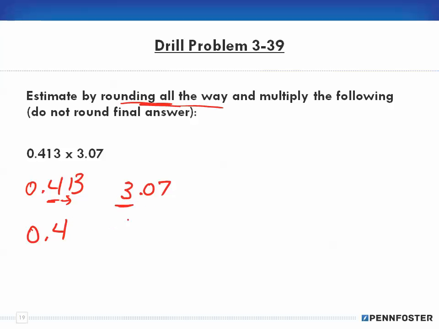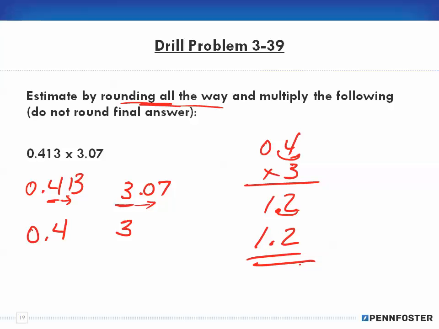and my 3.07, rounding all the way, I'm looking at the 3, go to the right, that's a 0, so I'm going to round down, so that ends up being a 3, and I'm going to multiply the 0.4 times 3, which gives me 12, and I have only one decimal place here, so I move the decimal here, my answer ends up being 1.2. Okay.